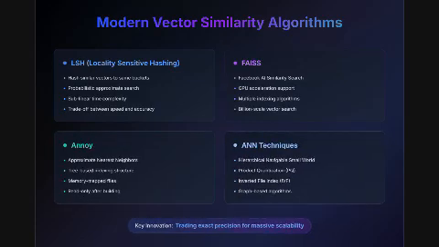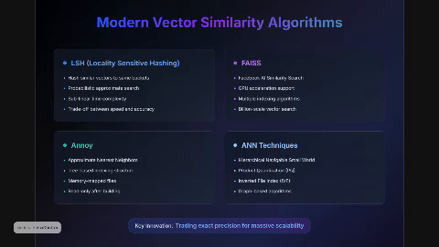Modern vector similarity algorithms. So there are some points: LSH, locality sensitive hashing, FAISS, ANNOY, ANN techniques. LSH, locality sensitive hashing, uses hash functions to group similar vectors into buckets. The points are: hash similar vectors to the same buckets, probabilistic approximate search, sublinear time complexity, trade-off between speed and accuracy.